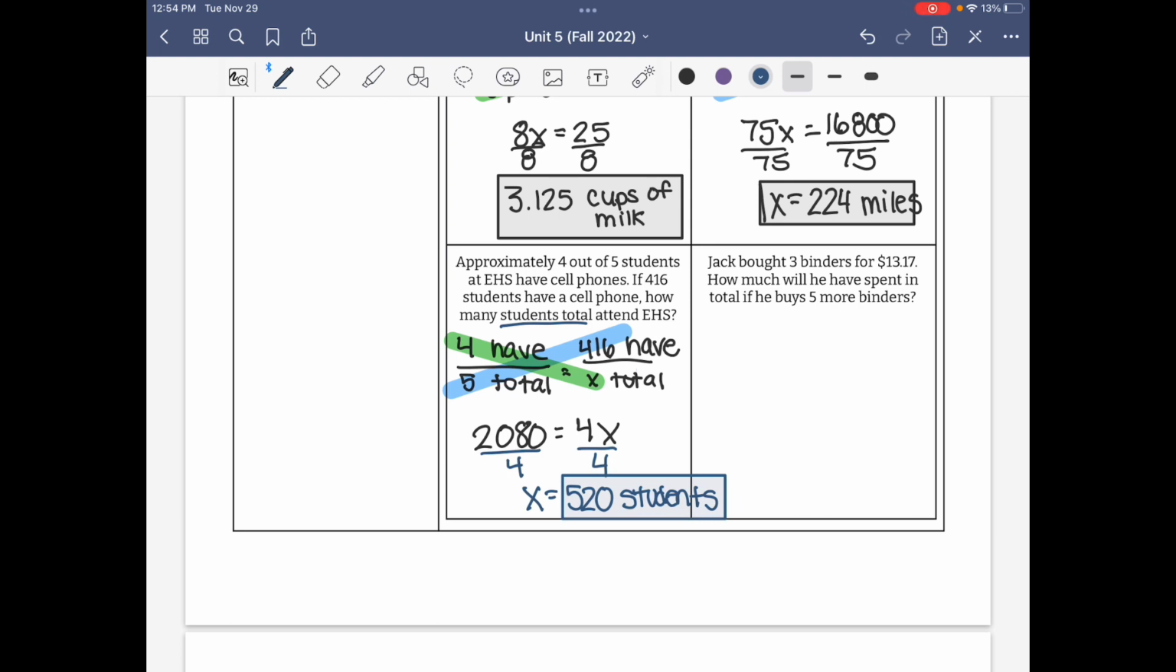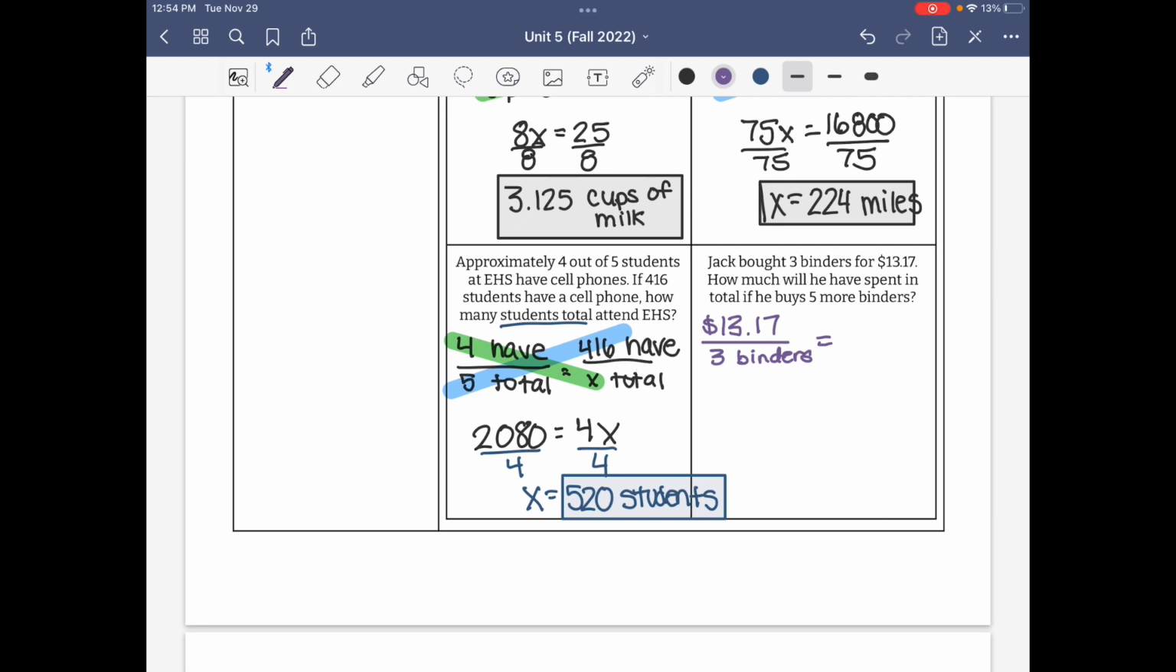Last one. Jack bought 3 binders for $13.17. And just a reminder that when we are doing problems with money, the money is going to go on the top most of the time. So $13.17 for 3 binders. I know it's probably a little backwards than what some of you may have wanted to set it up, but it's just easier if we put money on top all the time, so it's just a general rule I'm always going to follow.